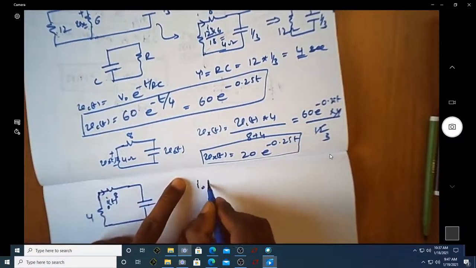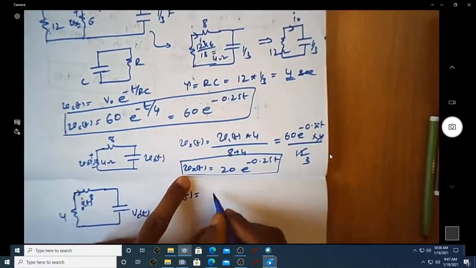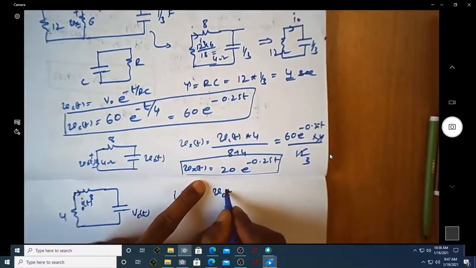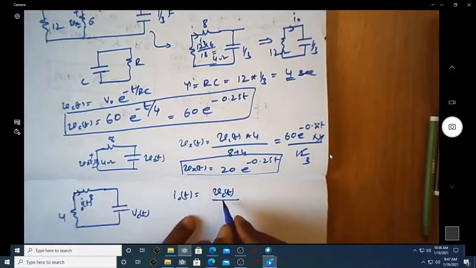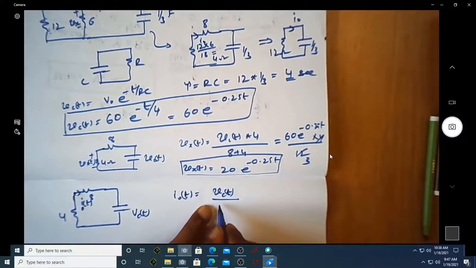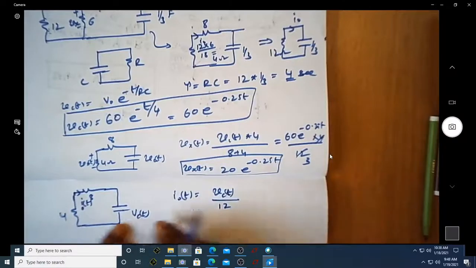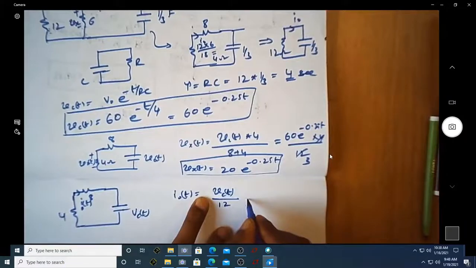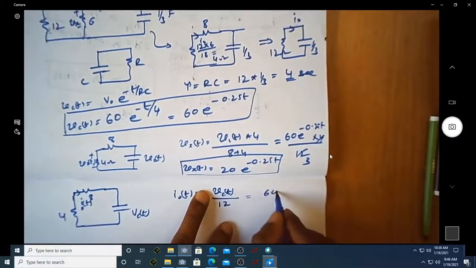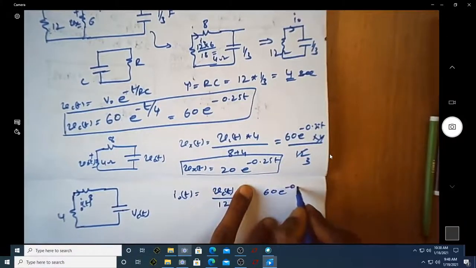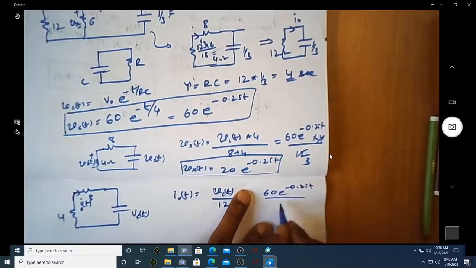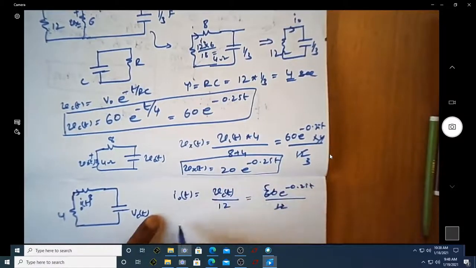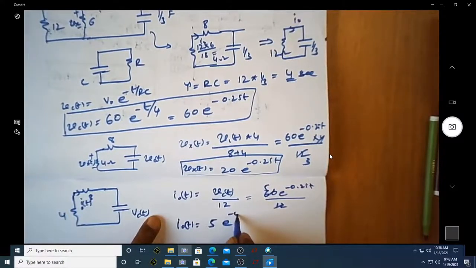I can write I naught of t as equal to Vc of t divided by, that is voltage divided by the entire resistance. Resistance is actually 12 ohm, because these two are in series, the resistance comes out to be 12. Then I can write it as 60 e power minus 0.25 t by 12, which happens to be 5. So I naught of t is equal to 5 e power minus 0.25 t.